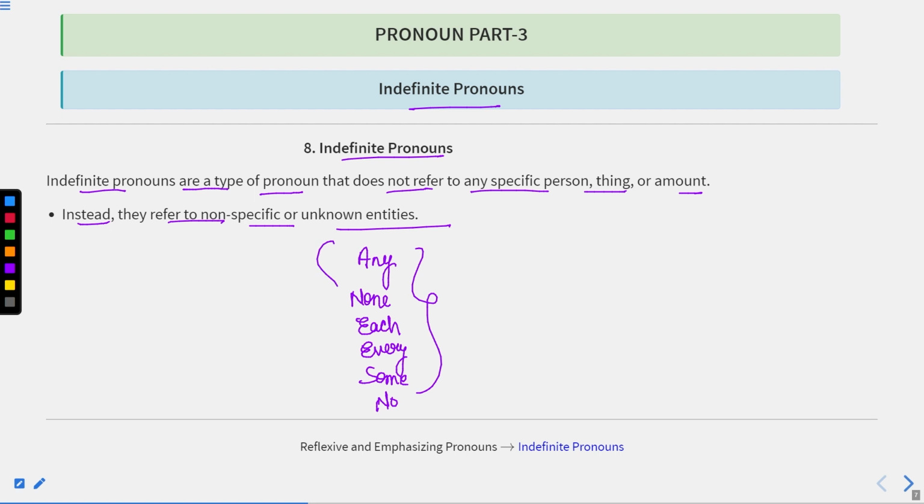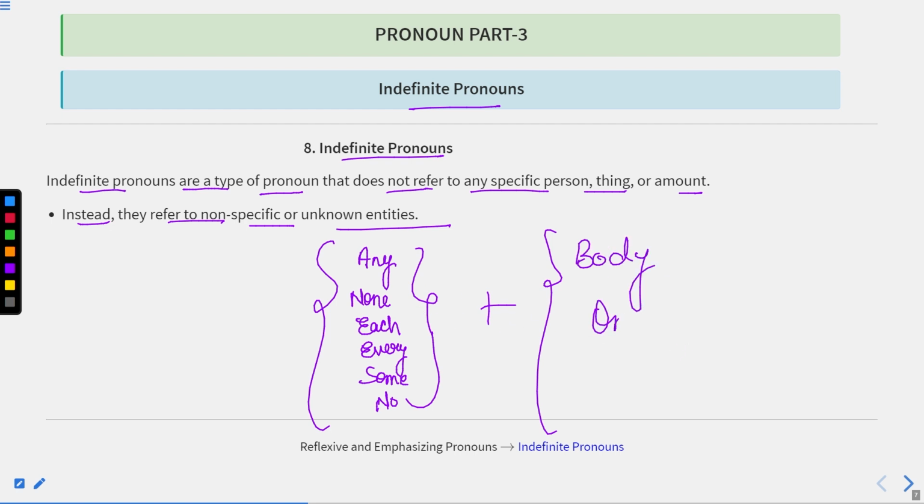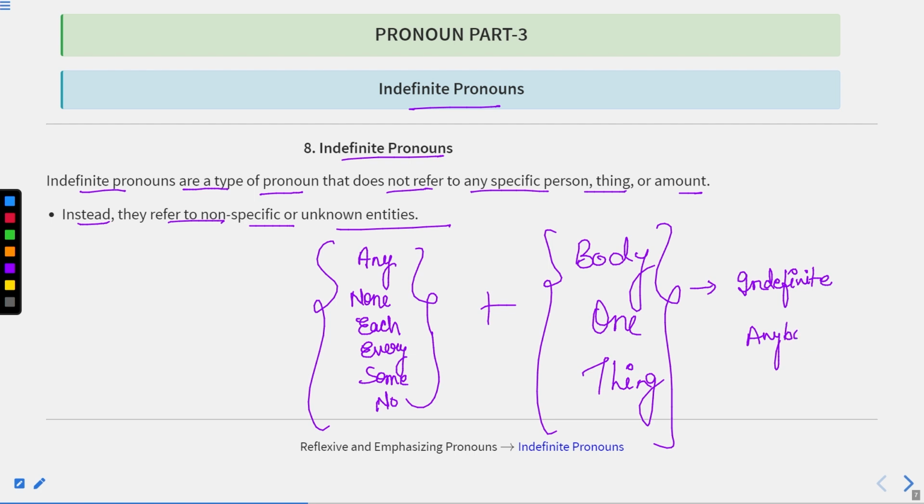and in another, we have three words like body, one, or thing. So we have this type of structure. By adding these two words together, we make a word that is known as an indefinite pronoun. For example, anybody, anyone, anything. So anybody, anyone, anything can be made. No one, nobody, nothing.